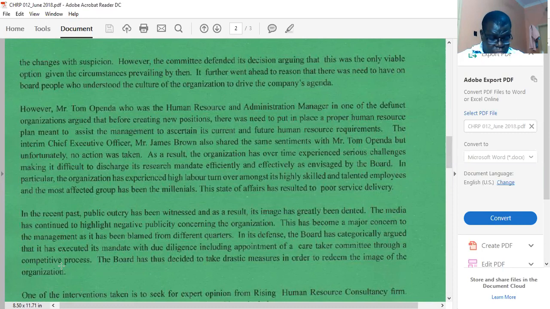However, the committee defended its decision, arguing that it was the only viable option, given the circumstances prevailing by then. It further went ahead to reason that there was need to have on board people who understood the culture of the organization to drive the company's agenda.